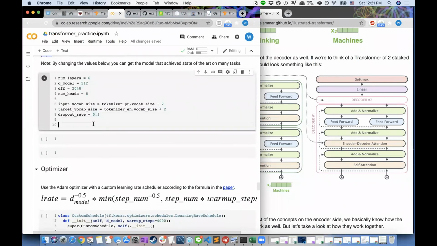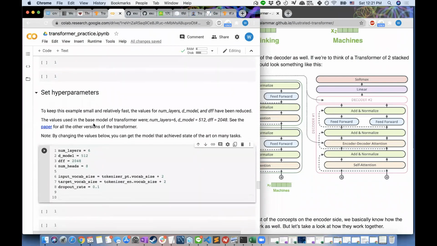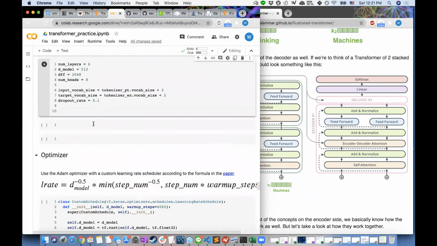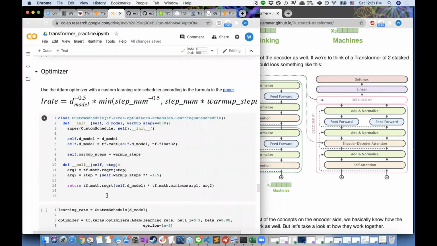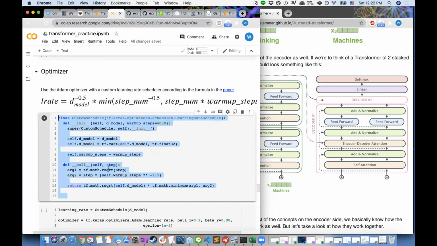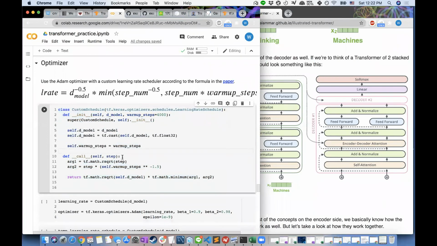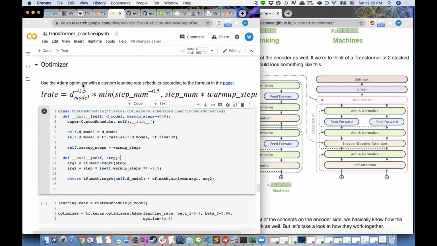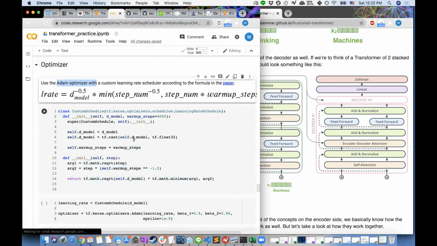So these are all the hyperparameters that you can tune. And then we have the optimizer. You define your optimizer class, the custom schedule, and you inherit that from a learning rate schedule and initialize it here, self.d_model equals d_model. You set your warm-up steps to 4,000. And we're using the Adam optimizer with a customized learning rate scheduler.